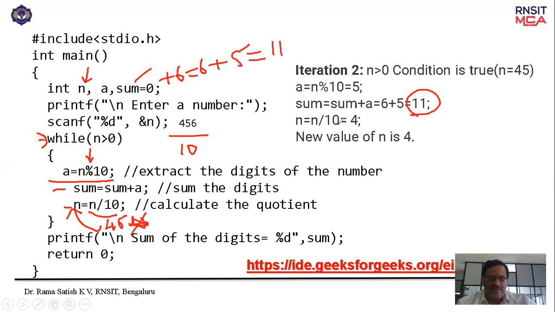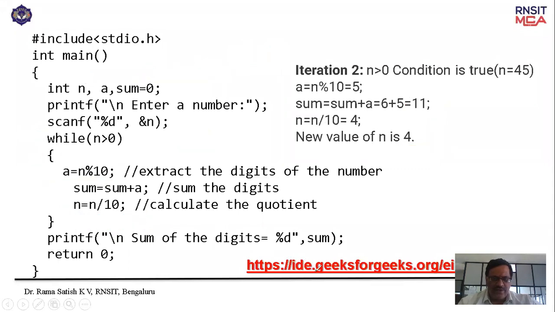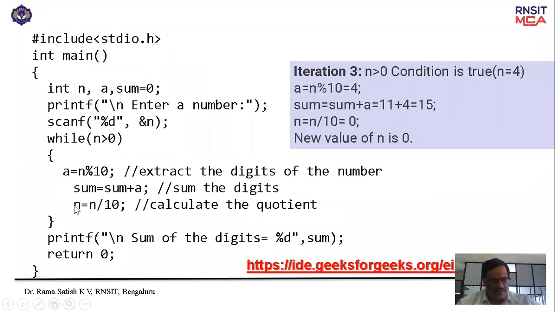Now, n is equal to n divided by 10. So it is 4.5. Since it cannot hold the 0.5, only 4 is stored as the new value in n. Now, again you check the while loop. Inside the while loop, n value is 4, so 4 is greater than 0. Then it comes to iteration 3. In iteration 3, n is 4, and 4 modulus 10 is 4.